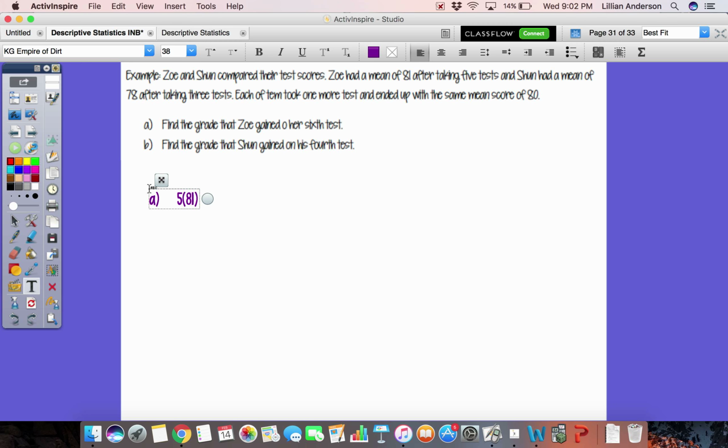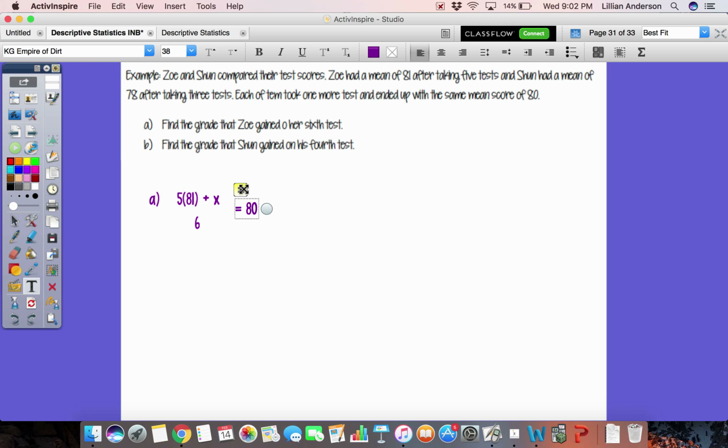Because think about it, if you do 81 plus 81 plus 81 plus 81 plus 81 and then divide it by 5, you're going to get an 81. So we can do that. We can multiply 5 by 81 and then basically get the total of all 5 tests. Okay? Then she took a 6th test, which I'm going to label X. And when she took that 6th test, her average became an 80.